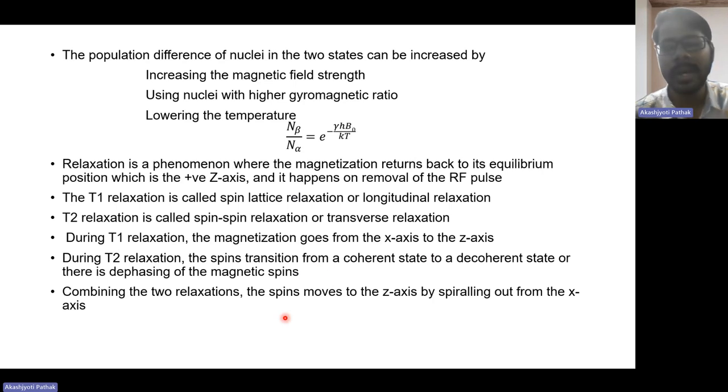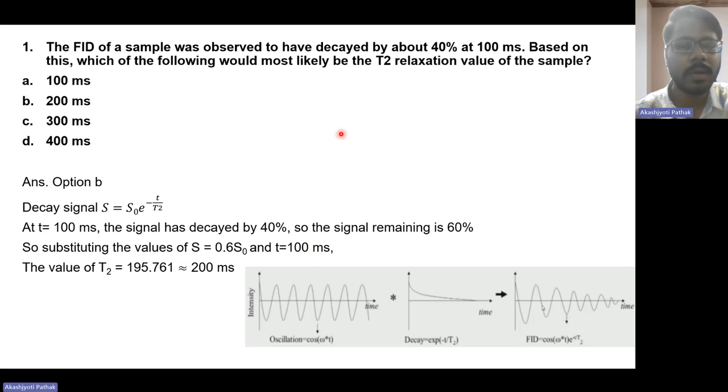So combining the two relaxations, the spin moves to the z-axis by spiraling out from the x-axis. If we consider both this T1 relaxation and T2 relaxation, then the spins will follow a spiral path, and the magnetization will shift to the z-axis. Okay. This is clear. Now, let's discuss these questions.